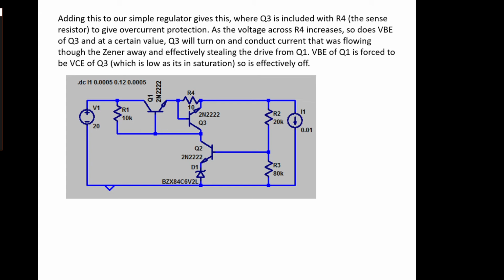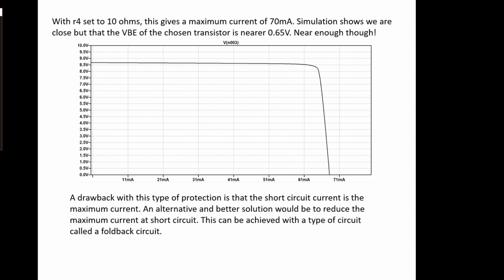So if we just added that to our simple regulator, it allows us to include this overcurrent protection in the output here, and there's not much more to say about it. We just drop this bit into our simple regulator, so now we should be able to control the output current and get it to turn off, or at least drop the current at a known point.